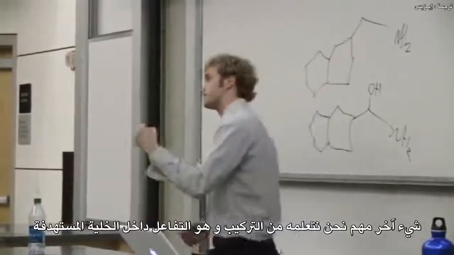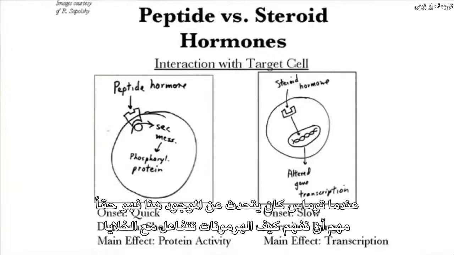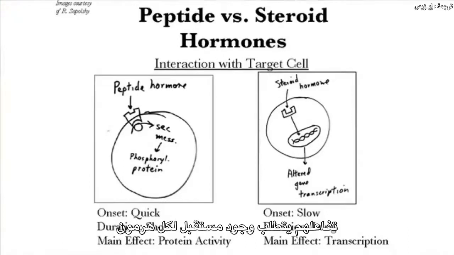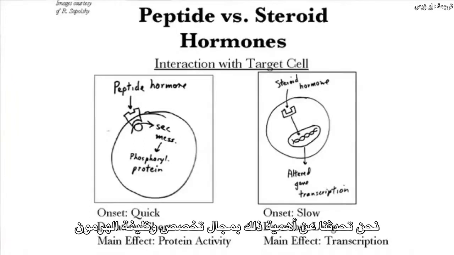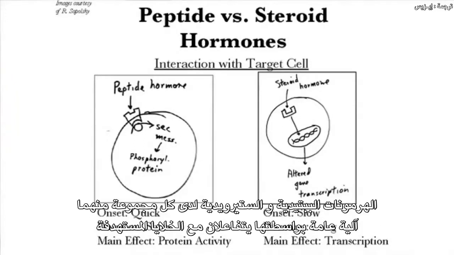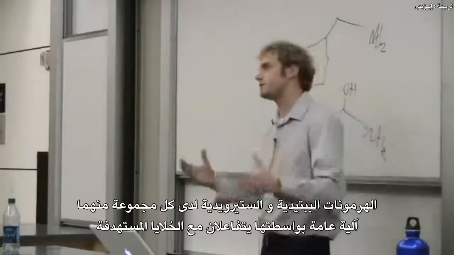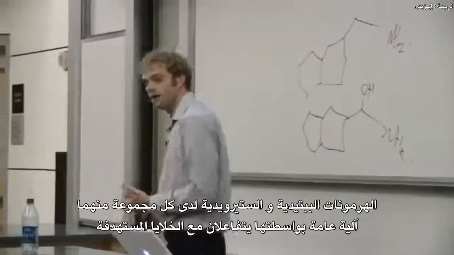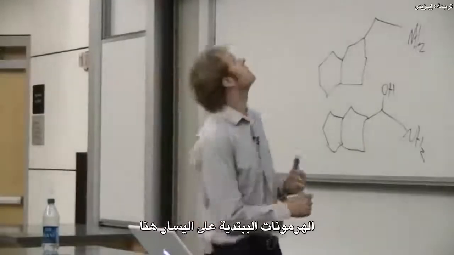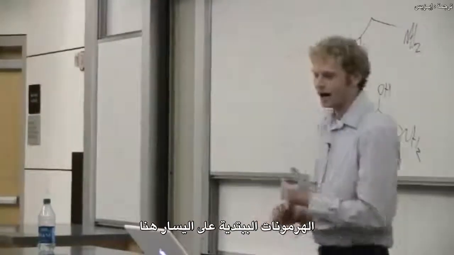So, interaction with the target cell. When Tom was talking about the context here, it's really important that we understand how hormones interact with cells. They require a specific receptor for each individual hormone. We talked about the importance of the specificity of that. Peptide hormones and steroid hormones have generalized mechanisms that we're going to talk about, ways in which they interact with target cells. Peptide hormones on the left here.